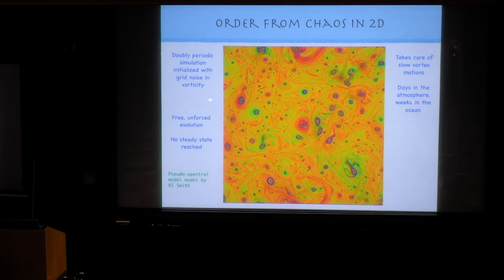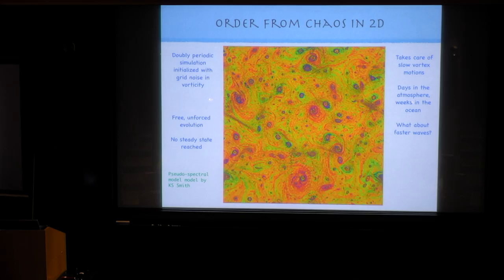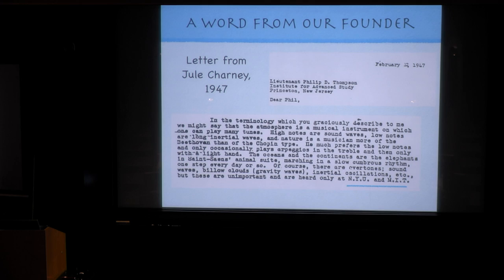But what about the faster waves? I know it's not much time, but I can't resist showing you this letter that Jules Charney wrote at the time he figured out the quasi-geostrophic theory. He wrote: in the terminology which you graciously ascribed to me, we might say that the atmosphere is a musical instrument on which one can play many tunes. High notes are sound waves, low notes are long inertial waves, and nature is a musician more of the Beethoven than of the Chopin type.